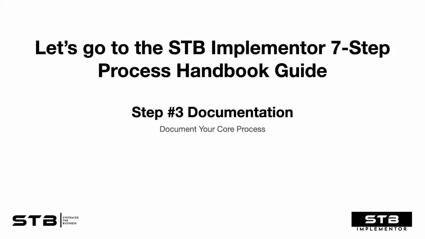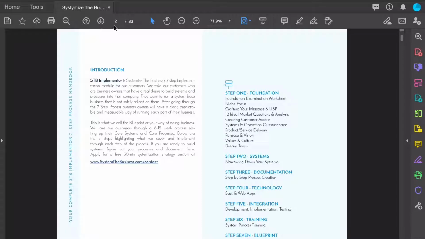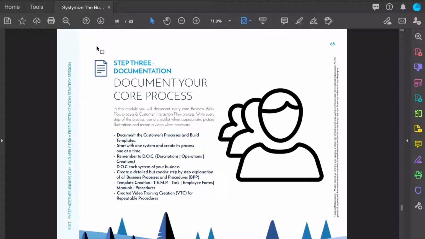So let's get to the SDB implementer 7-step process handbook guide. Step 3 is documentation. Document your core process. In this module, you will document every core business workflow process, customer interaction flow process, with every step of the process. Use a checklist with appropriate pictures, illustrations, and record a video when necessary.